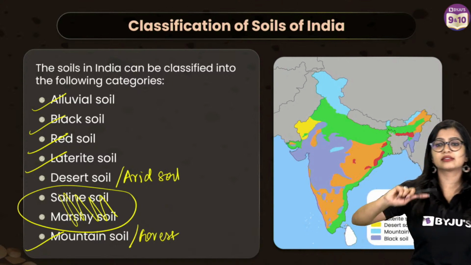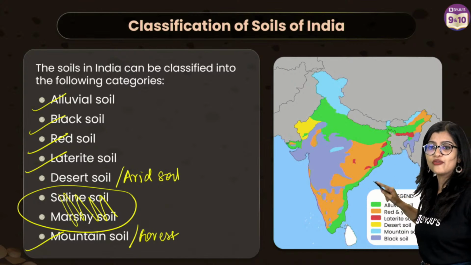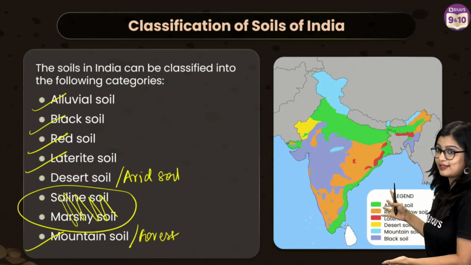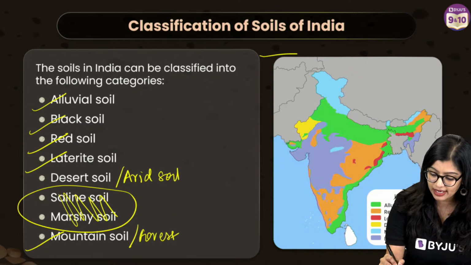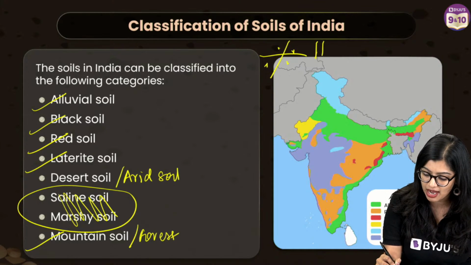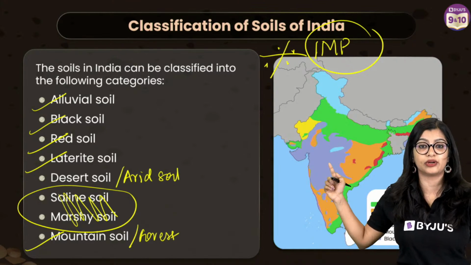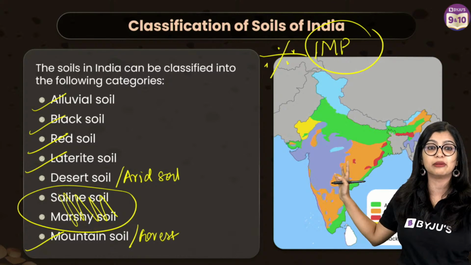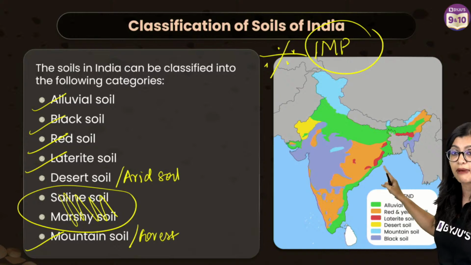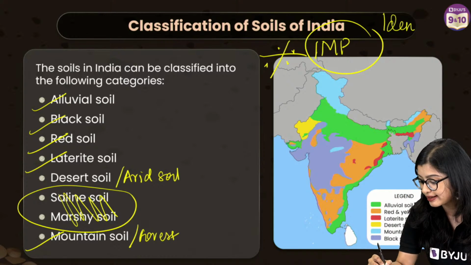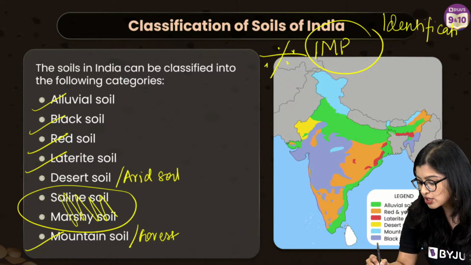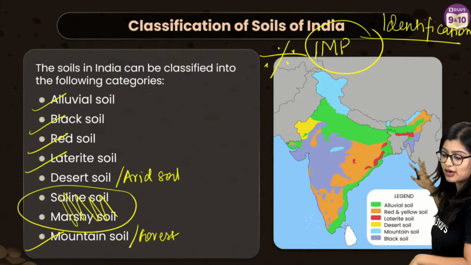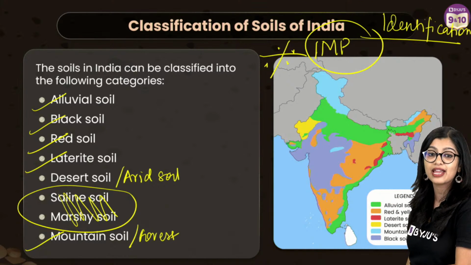Now students, you have this map, right? All of you have this map in your textbook. One full page in your textbook is dedicated to this map. Everybody put a very big star mark, write important around it. This map right here is super duper important, because this map will come for identification. That means they will give you one part of it and then you will have to identify which soil it is.